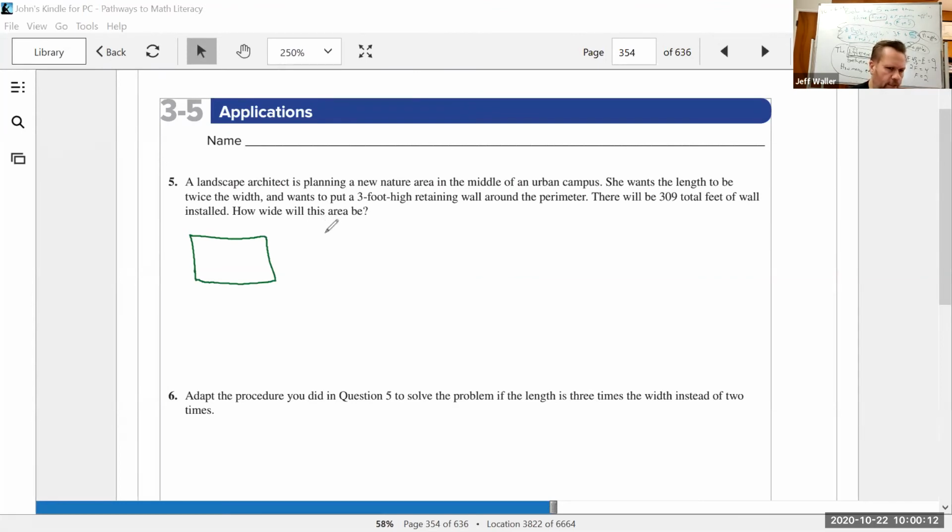I'm going to kind of catch up to you guys. We've done a few of these, so already I'm pretty sure you guys all know the players are the length and the width.